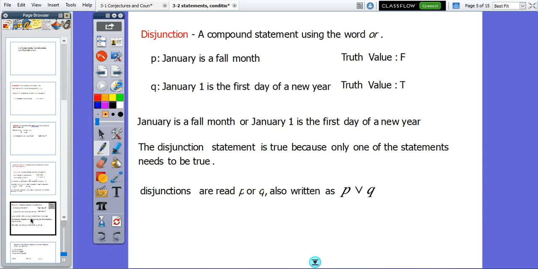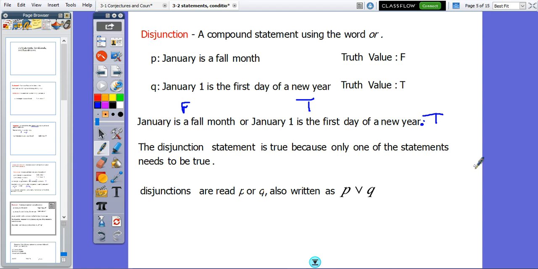But with disjunction, it's a little bit different. Disjunction is an or value. It's a little more lenient. It says, hey, you could do this, you could do that, a little bit of this or that. For example, our P statement here is, January is a fall month, which we figured out is a false statement. Or, January 1st is the first day of the new year, which is a true statement. So when we put it together, we say, January is a fall month, or January 1st is the first day of the new year, period. This is false, this is true. But because one of these is true, the whole statement is true.